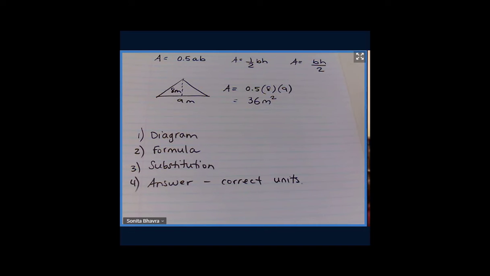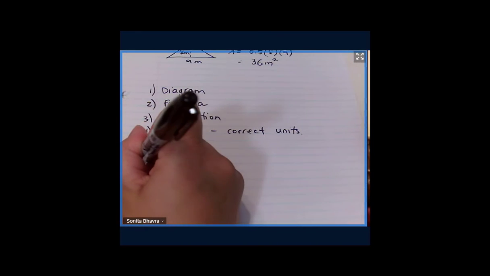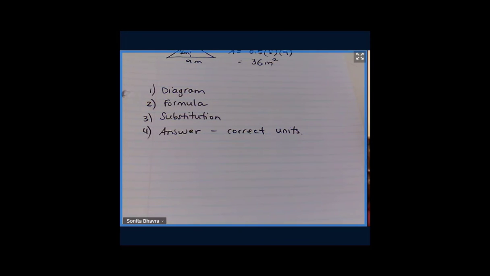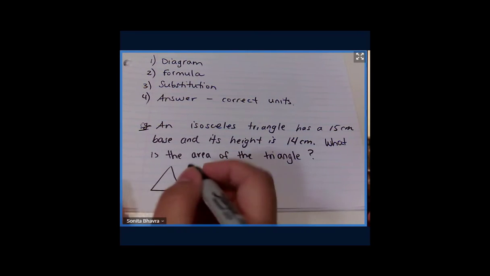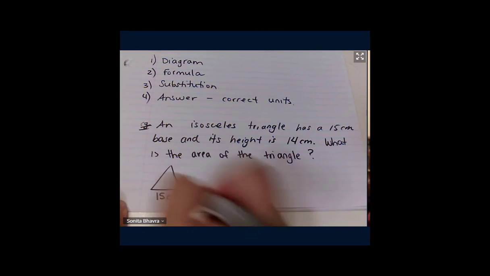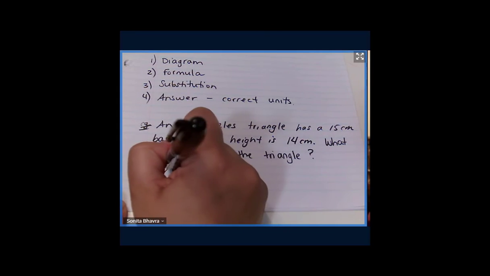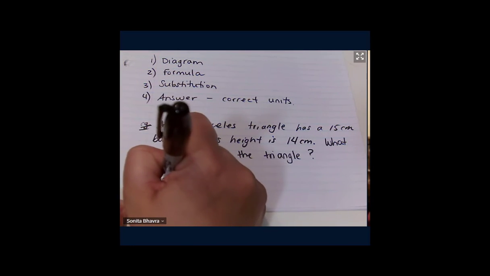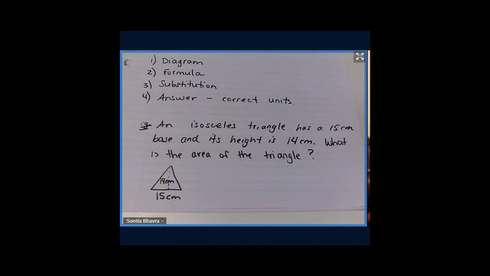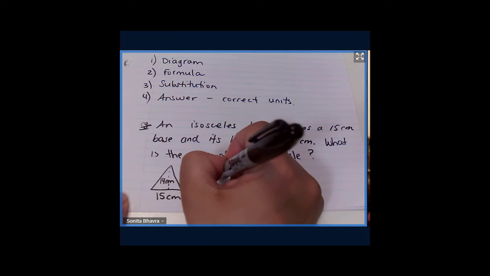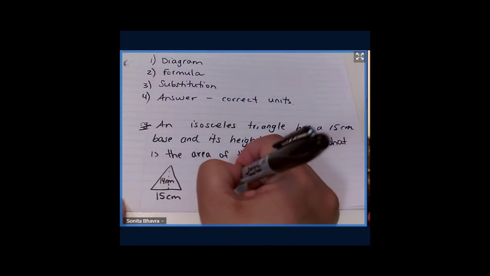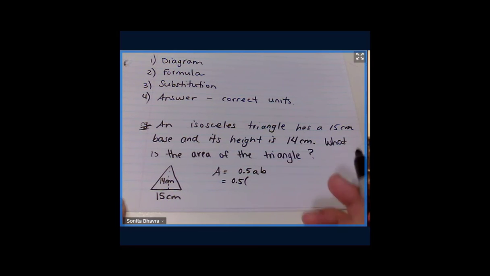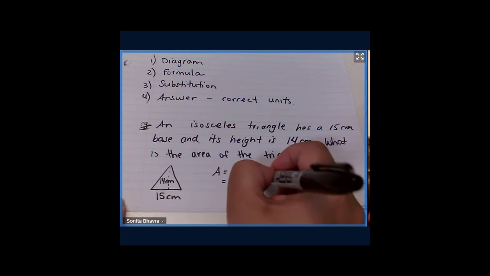Let's try an example of a word problem. An isosceles triangle has a 15 centimeter base, and its height is 14 centimeters. We are trying to calculate the area of the triangle. So for area, we're just going to use 0.5 AB, and our height or altitude is 14, and our base is 15.